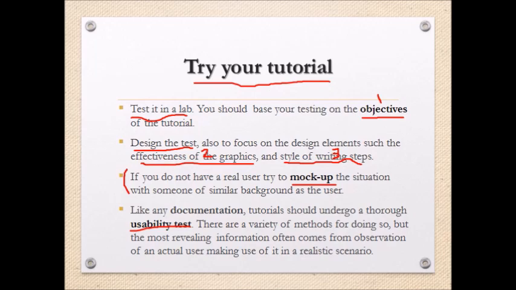There are variety of methods for doing so, but the most revealing information often comes from observing an actual user making use of it in a realistic scenario. Now, الdocumentation لازم يخضع ل what we call usability testing. We can do it in different ways. لكن أفضل طريقة لعملية usability testing للdocument تبعنا when we try to watch, to see how the user work or use our document in their environment.